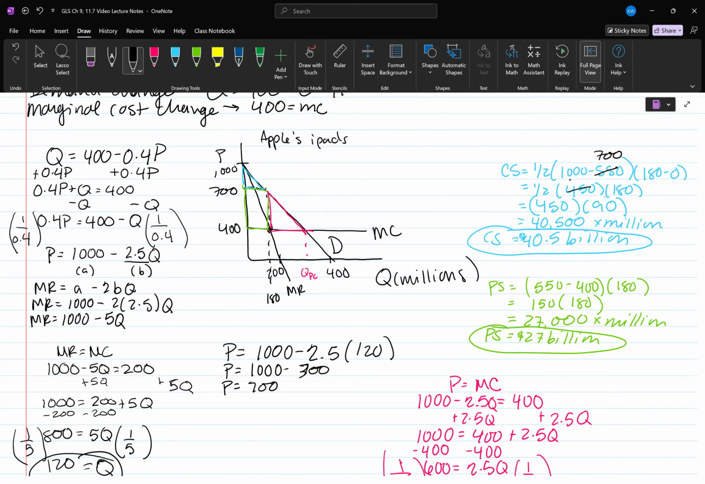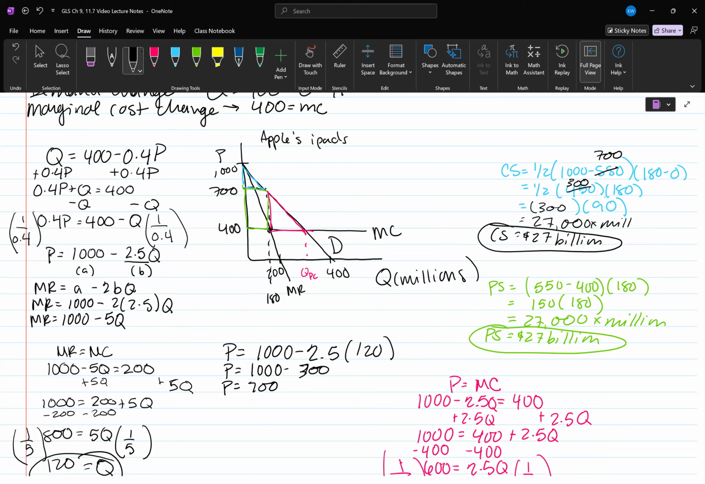So we'll have 1/2 times 1,000 minus 700 times 180. That gives us 1/2 times 300 times 180. So 300 times 90. That's going to give us, whoops, 27,000. When we multiply by a million, that would be 27 billion. All right, so we need to correct that. So just make sure you note that.